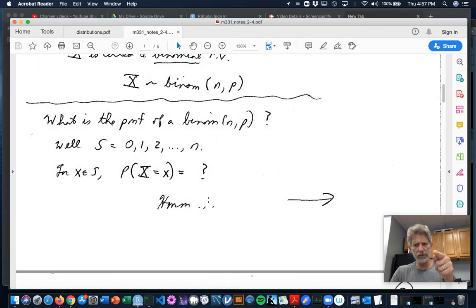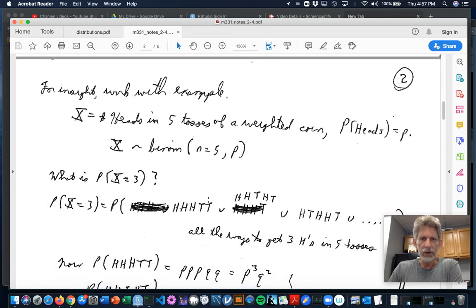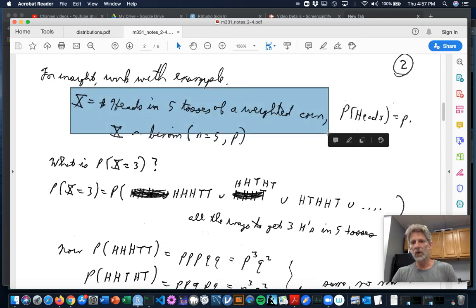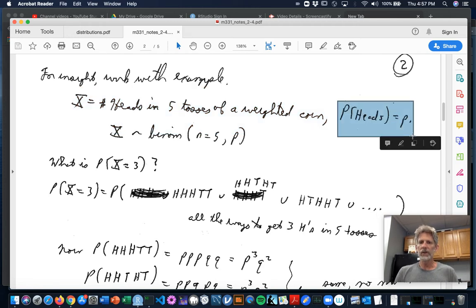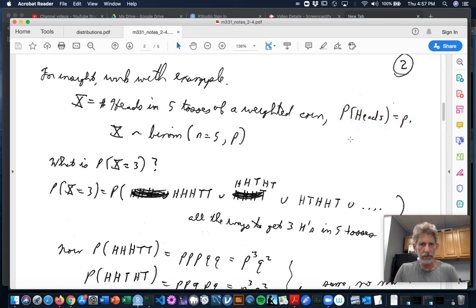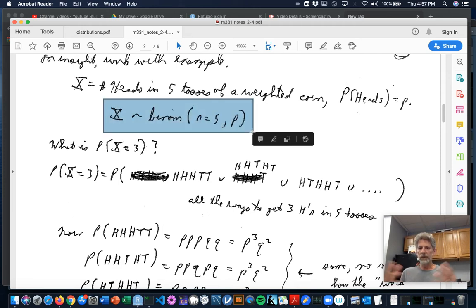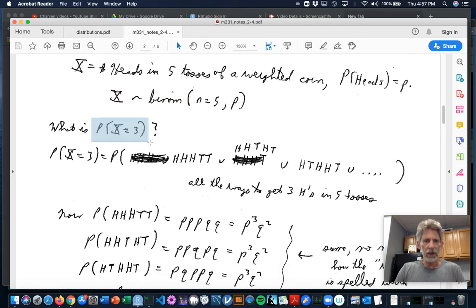So it seems like this might be a bit of a complicated problem. To gather some insight on it, let's work with a specific example and then see if we can generalize our thinking. So why don't we let x be the number of heads in 5 tosses of a weighted coin, where every time you toss the coin, the chance is p that it comes up heads? Then x is binomial, where the number of trials is 5 and the chance of success is whatever it is. Could we find the probability of getting 3 heads in your 5 tosses?